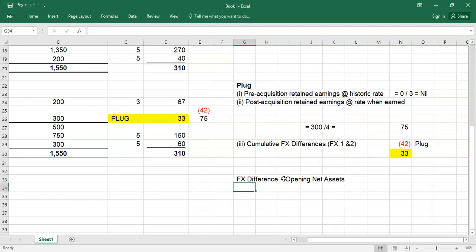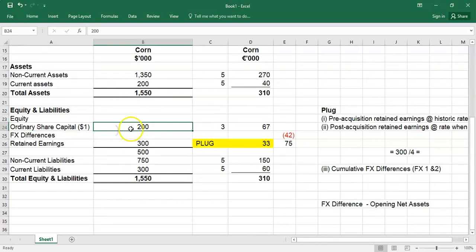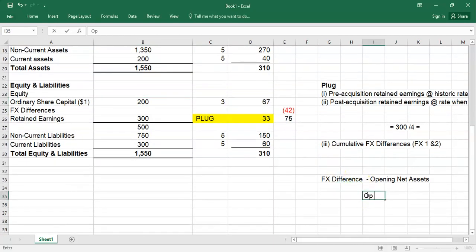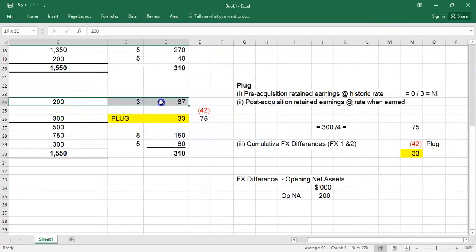So to explain this, you're essentially saying my opening net assets are worth $200,000, which is the start of the year, the date of acquisition. Right, so opening means the date of acquisition. That could be 3 years ago, could be 4 years ago. For this simple one, it is the start of this year, just to make it straightforward. So my opening net assets are in dollars 200.